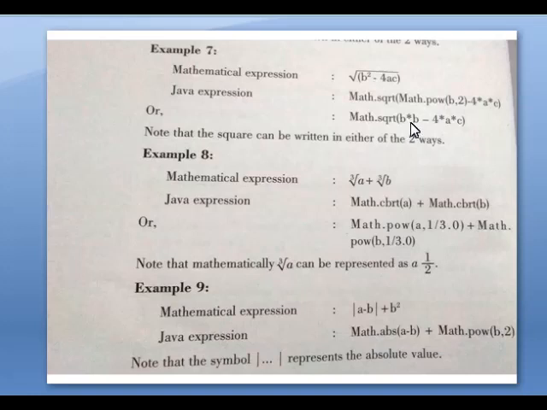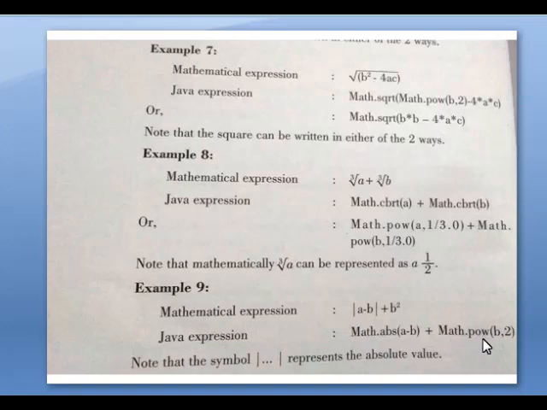Next function is cube root of a plus cube root of b. So it is Math.cbrt of a plus Math.cbrt of b. The next one is the mathematical expression absolute value of a minus b plus b square. So you write the Java expression like this: Math.abs of a minus b. This is the absolute symbol. Plus Math.pow of b comma 2.